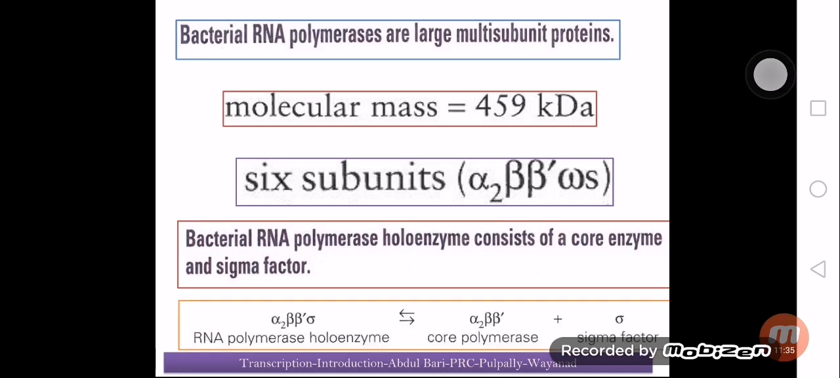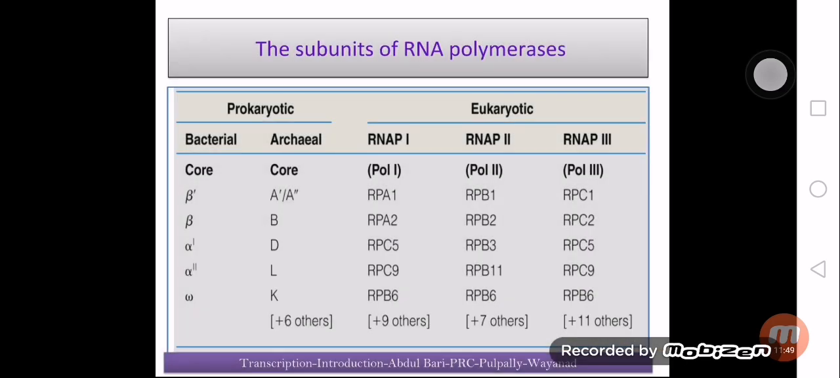Clear? So the sigma factor comes to the core enzyme to become a holoenzyme. Even without the sigma factor, the enzyme is active. That means the enzyme can do its catalytic activity. But the sigma factor is important, we will see that.